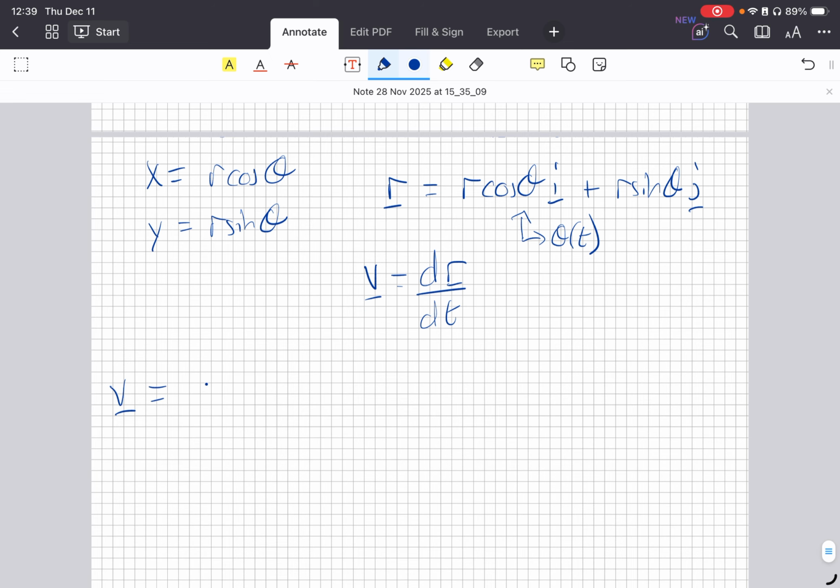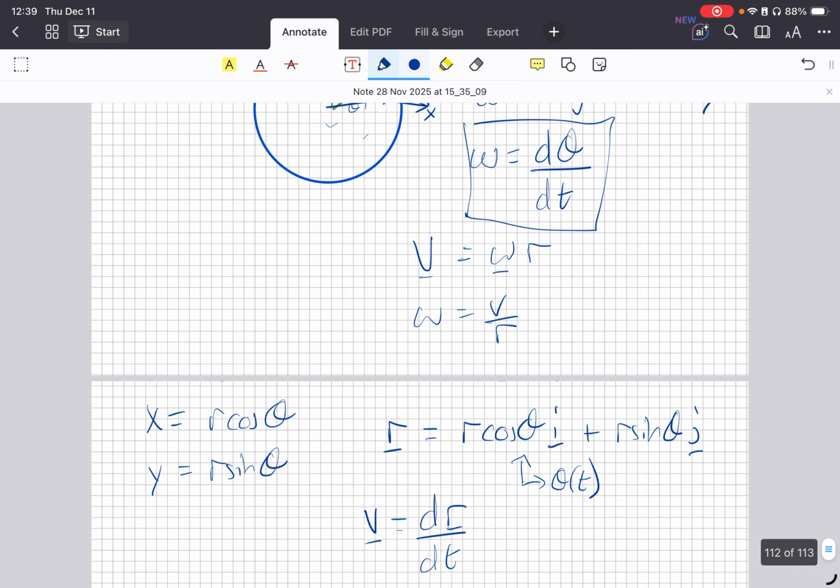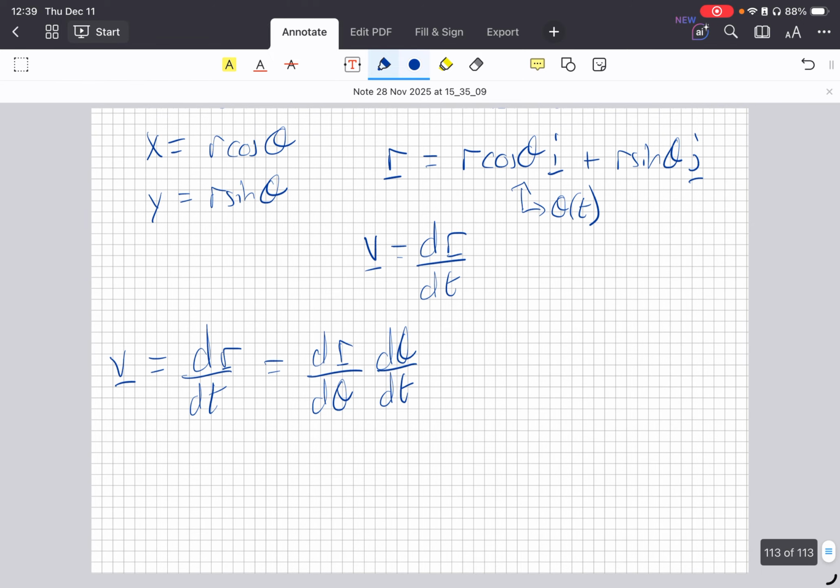So we have v is equal to dr by dt, which is the same thing as doing dr by d theta multiplied by d theta by dt. So now we can differentiate this expression up here with respect to theta. We know how to do that. And we also know what d theta by dt is. We defined it over here. It's this angular velocity, which is also v over r. So this is equal to d theta by dt. So anywhere we see d theta by dt, we can substitute in v over r. So let's do that then, and we'll get an expression for the velocity.